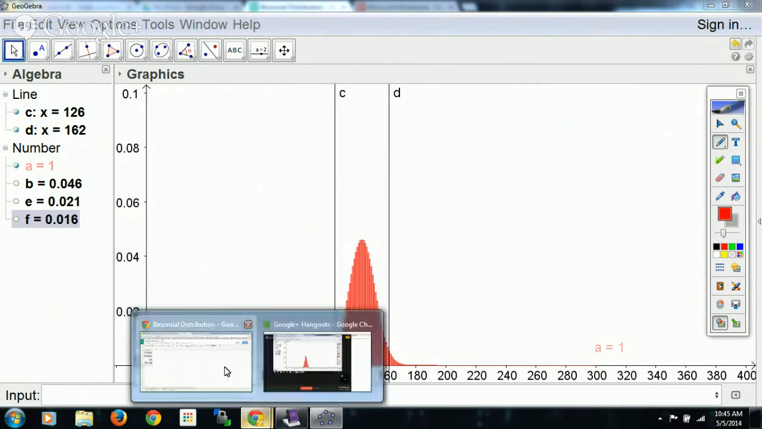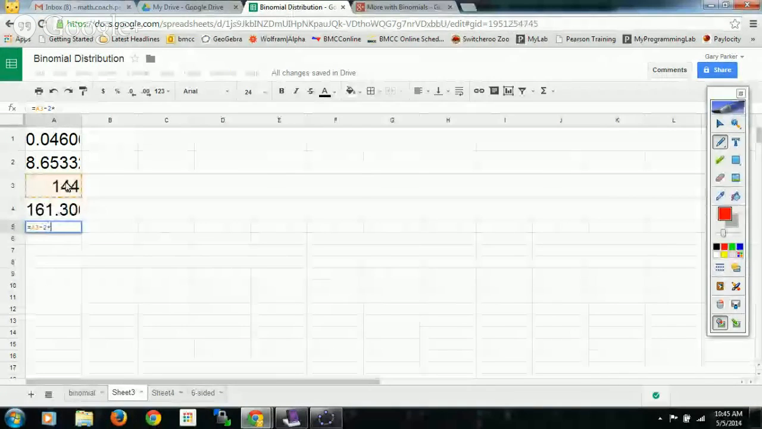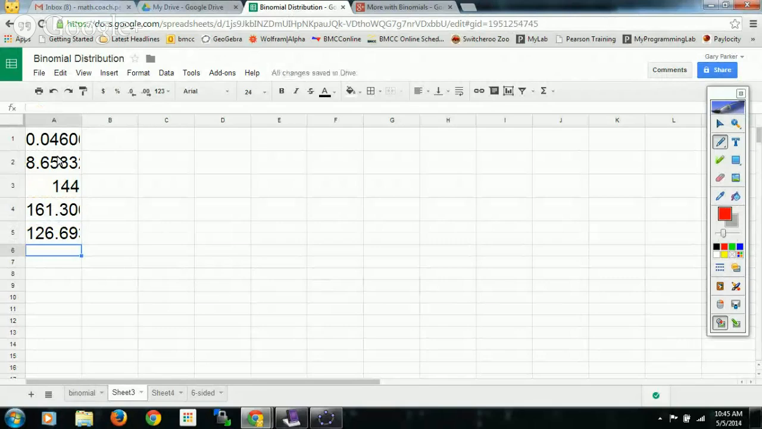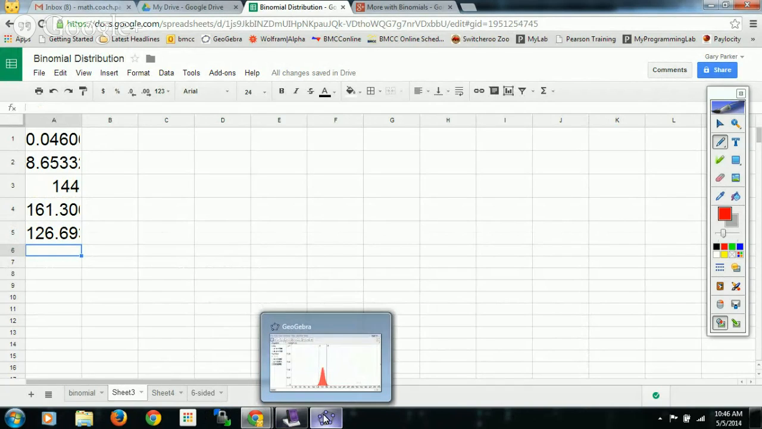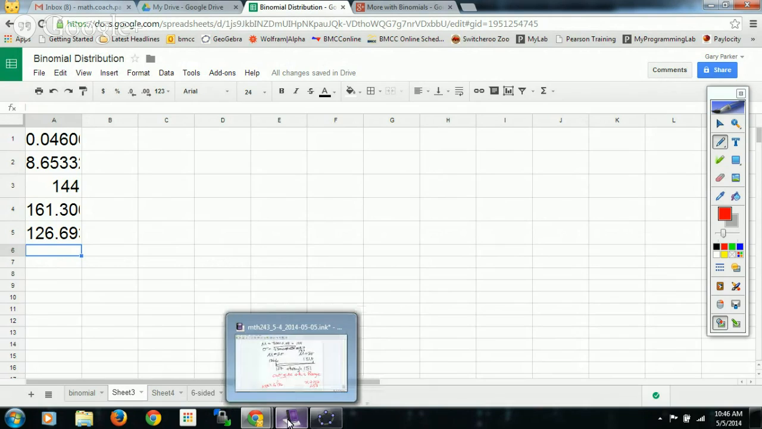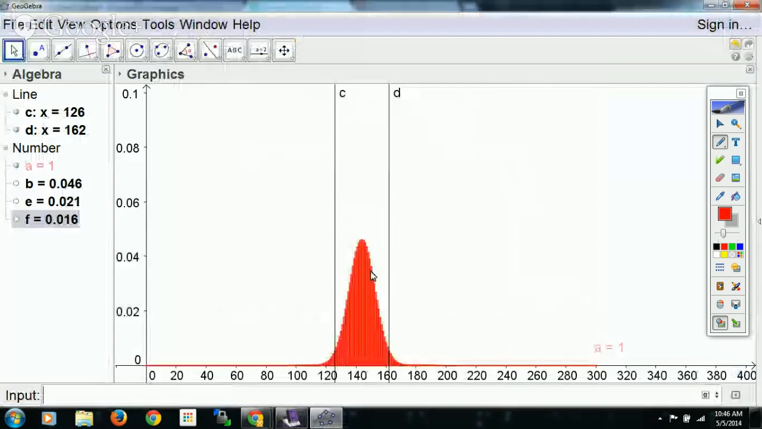Let's double check that. We want to know what is the mean minus 2 times the standard deviation. And GeoGebra says, yeah, that's about what we came up with before. Okay, that's okay. So 126 and lower is the left tail. 127 up to 161 represents what we consider to be normal, within two standard deviations of the mean. If it's a Bernoulli trial, if it leads to a binomial distribution, and we're assuming it does here. So that is okay.